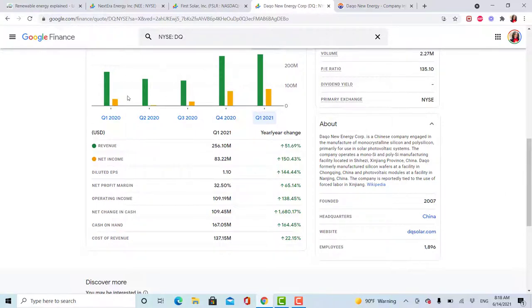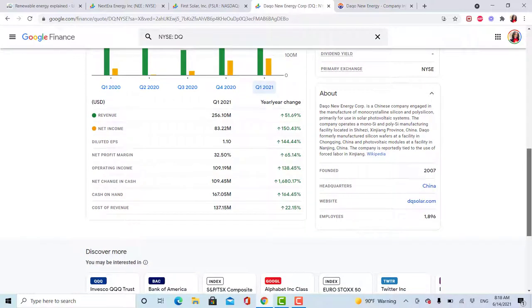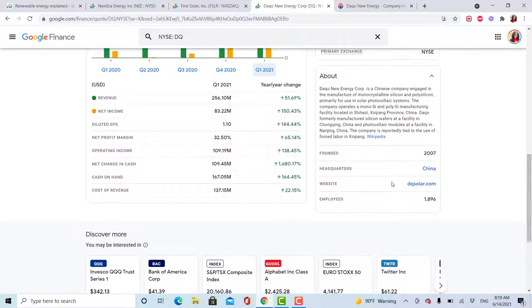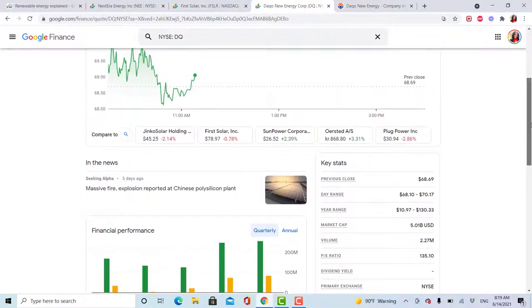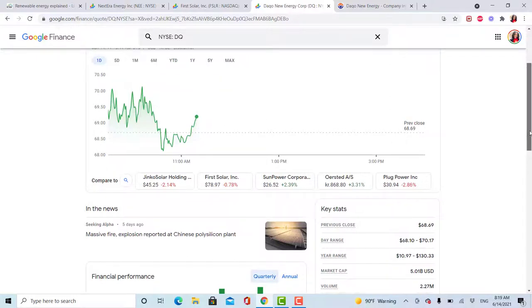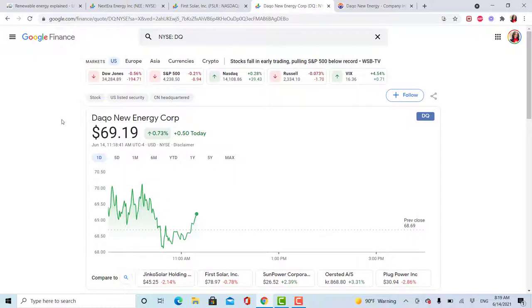if you can see that, and their net income is the yellow, and it's up 51.69%. The net income has been up for 150.43%. Everything looks green. They were founded in 2007, and the headquarters is in China. So you can go to their website, dqsolar.com, and do more research on that, or read and understand what is up. And at this time, they're selling for $69.19. That's it. Everything that I shared today is under $100.